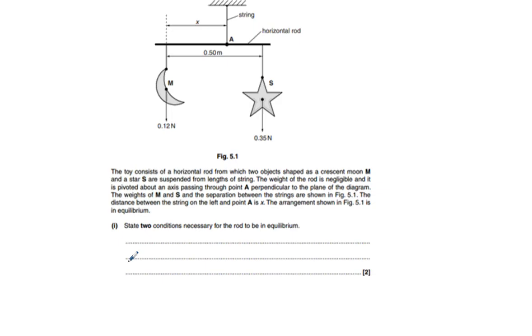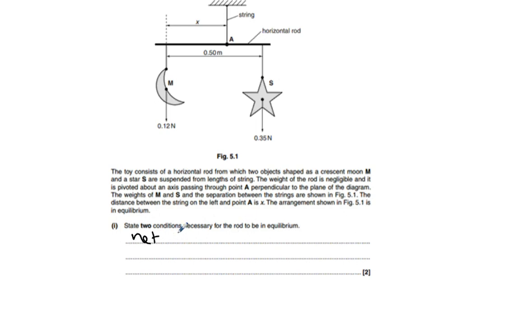Okay, so moving on to the next part, we've got a baby's mobile toy here. We've got various objects, okay, and we're told to take this as the pivot point, and we're given the weight of the objects. Okay, and then the first question that we're asked is, we're told before that the arrangement is in equilibrium, and it says state 2 conditions necessary for the rod to be in equilibrium.